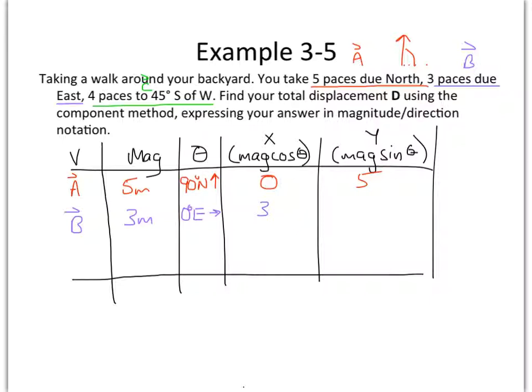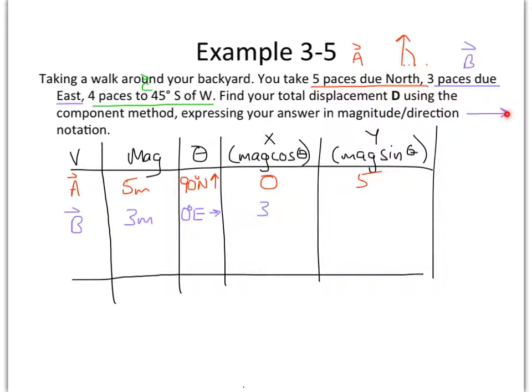So 1 times 3 is 3. And again, if we think about vector B, what does vector B look like? Vector B is right here. It's due east. It's entirely in the horizontal. So the whole magnitude is all in the x direction, so that makes sense.